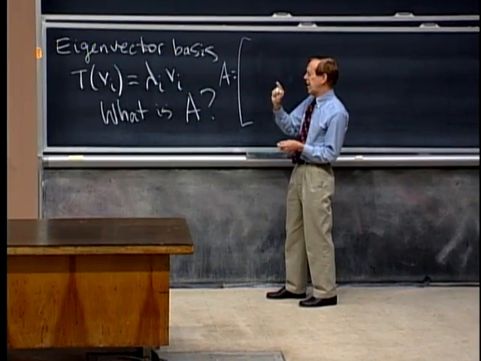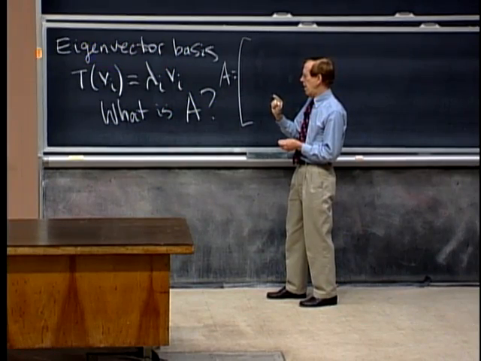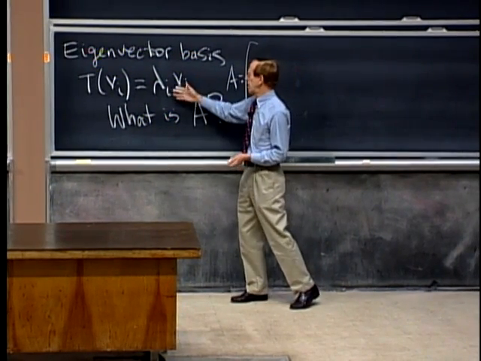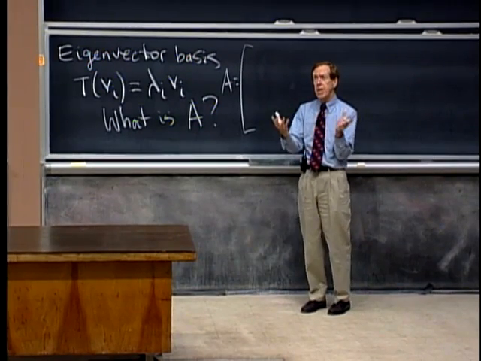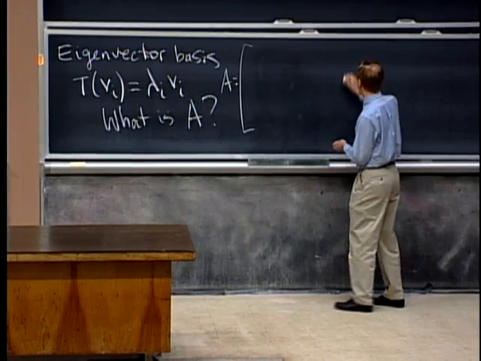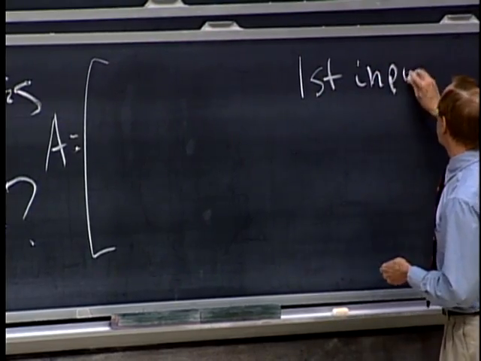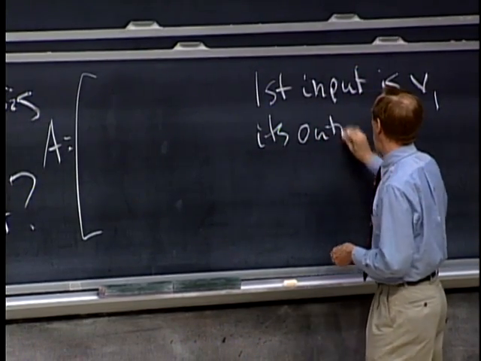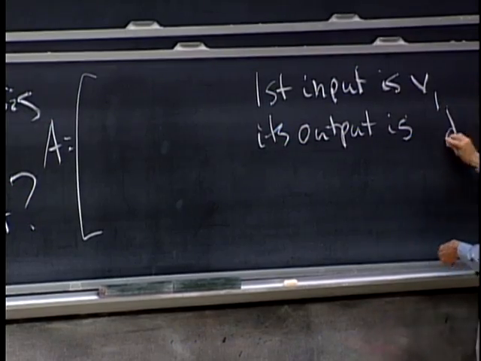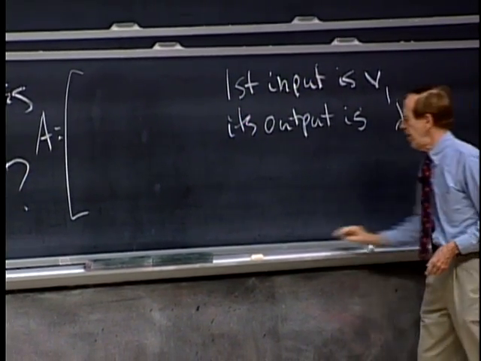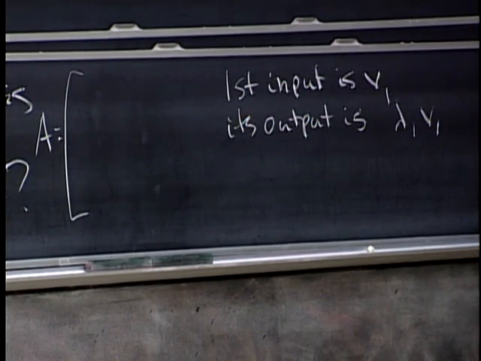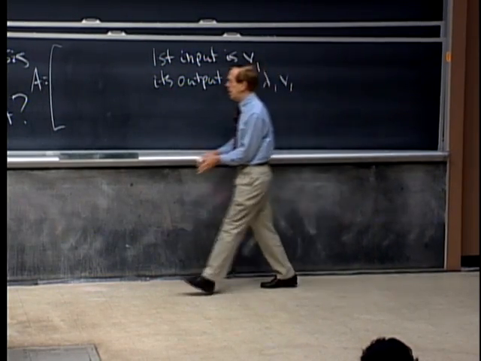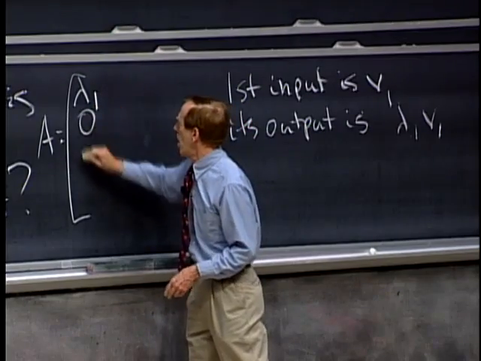I take the first basis vector, V1. I look to see what does the transformation do to it. The output is lambda 1 V1. I express that output as a combination, so the first input is V1. Its output is lambda 1 V1. Now write lambda 1 V1 as a combination of the basis vectors. Well, it's already done. It's just lambda 1 times the first basis vector and 0 times the others. So this first column will have lambda 1 and zeros.